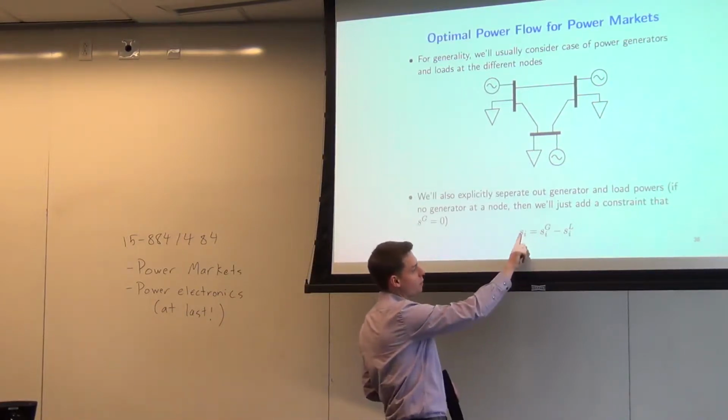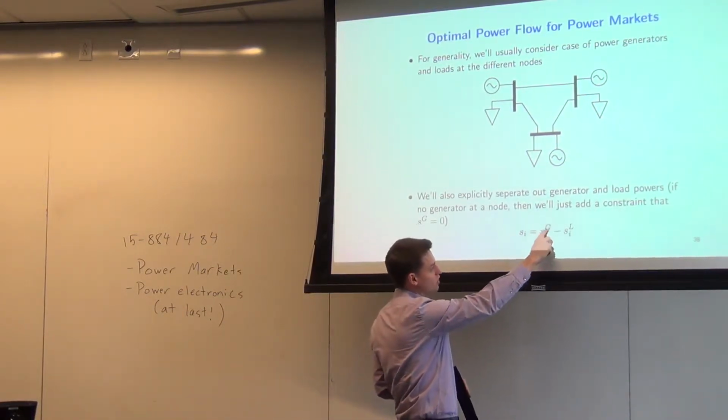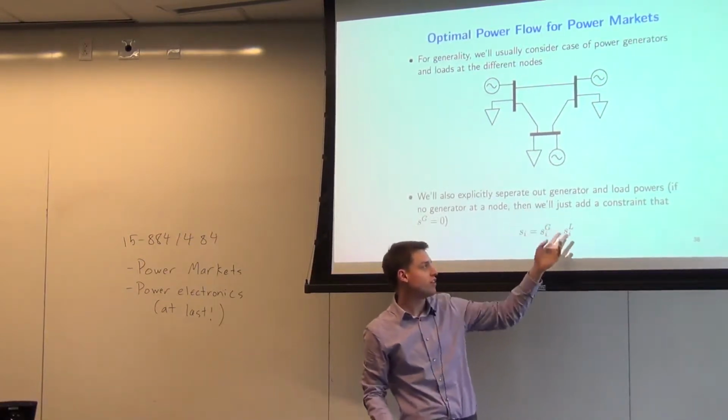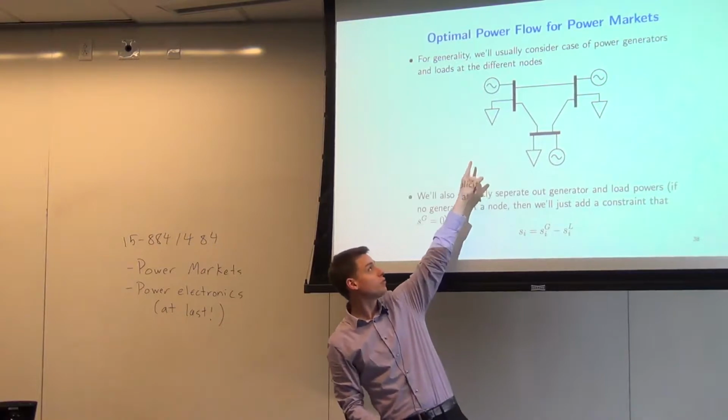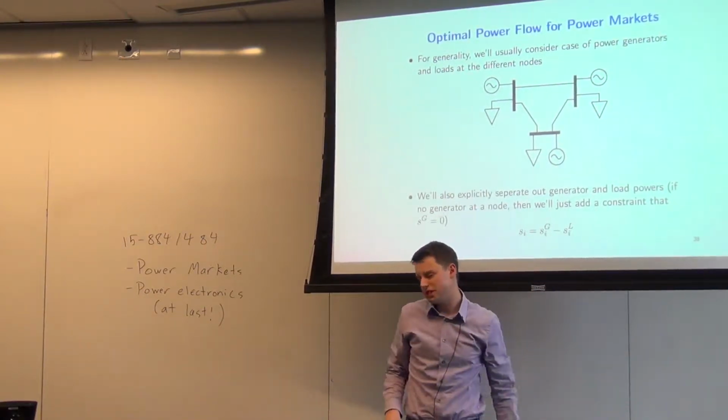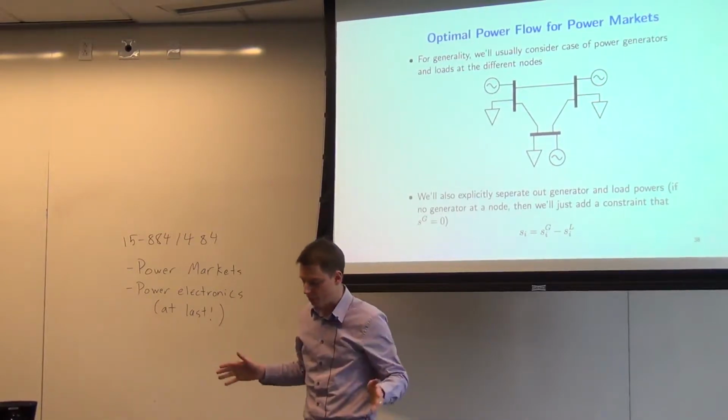That can be 0 sometimes, and similarly for the load, where I'm using S superscript L. Basically, we're going to split the power at each node into a generation and a load, and we're going to assume that they all have each of these. If there's no actual load at one node, that would just be 0. If there's no generation at one node, that would be 0.